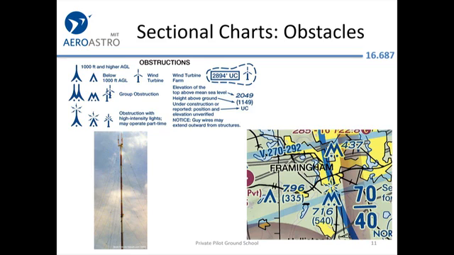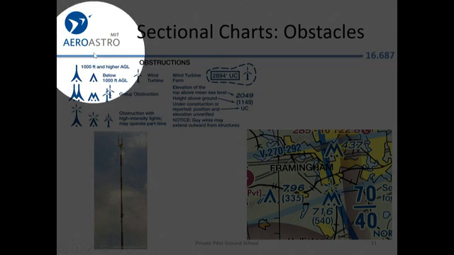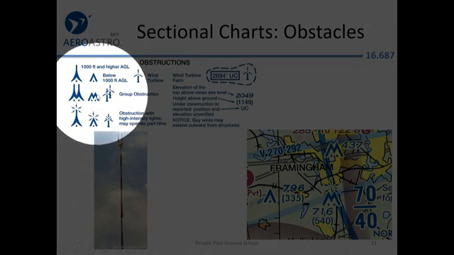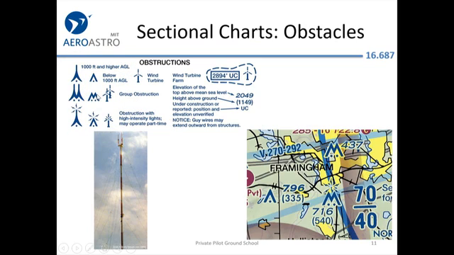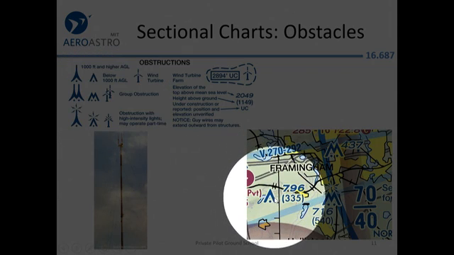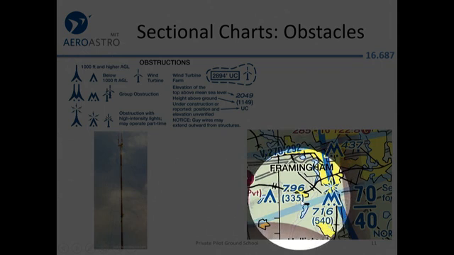Another thing that a sectional chart is really good for is identifying obstacles. So these are the descriptions of a tower, for example, or more than one, a group of obstructions. And so it tells you that there's an obstruction. In the bottom right corner, there's an obstruction right here with this little triangle, and then it has two numbers. It has 796, and then in parentheses 335.